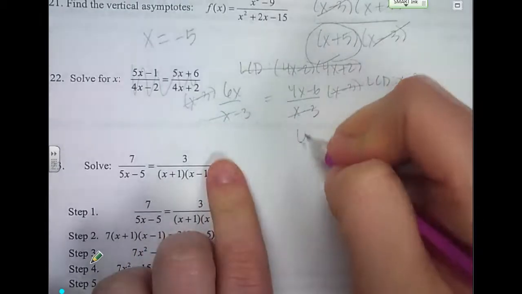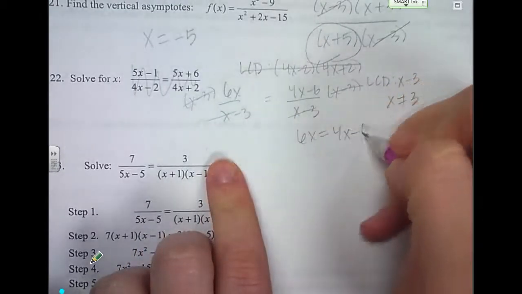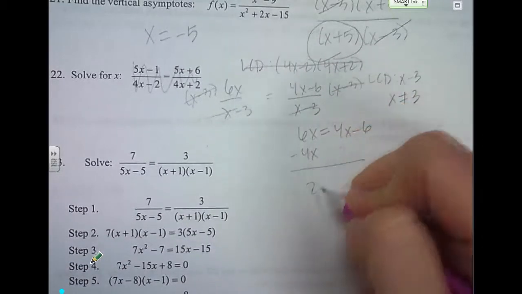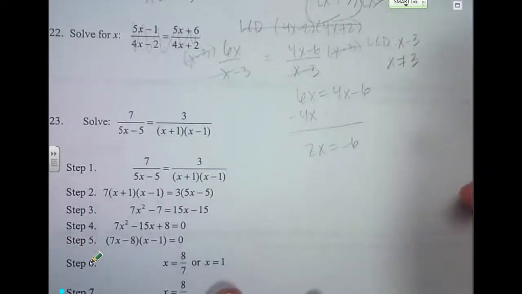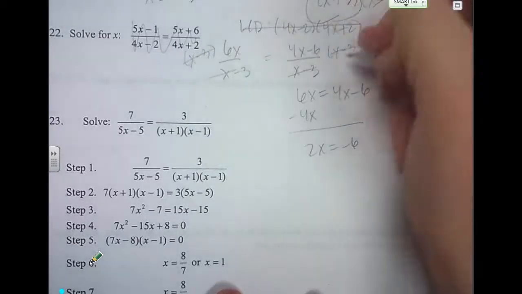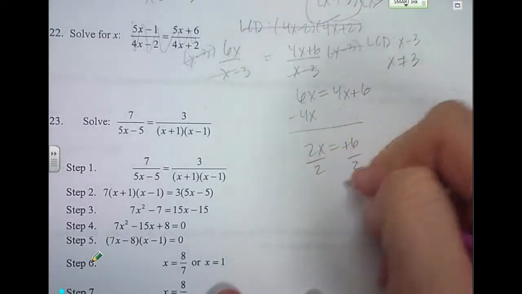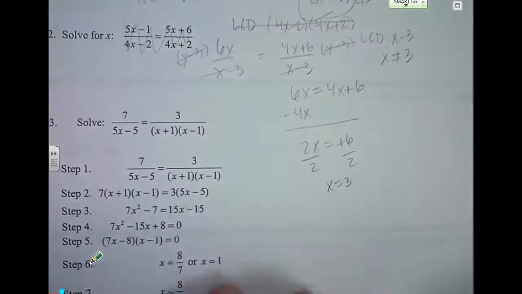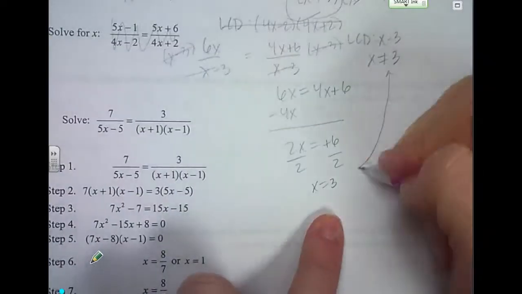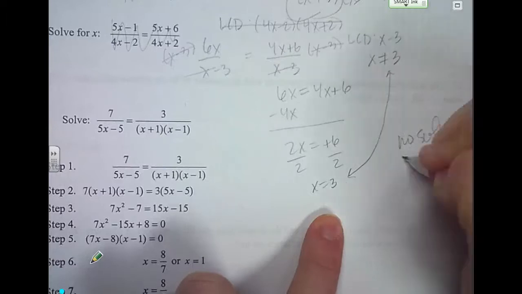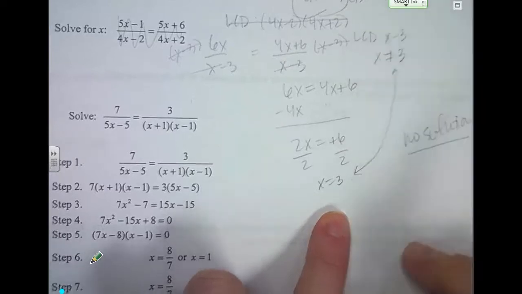So then we solve 6x equals 4x minus 6. Subtract the 4x over. So 2x equals negative 6. Oops, sorry, that was a positive 6. Divide by 2. X equals 3. So a lot of you told me x equals 3, but you didn't see your contradiction here. So there is no solution. Okay, so you have to make sure you look at what's undefined.